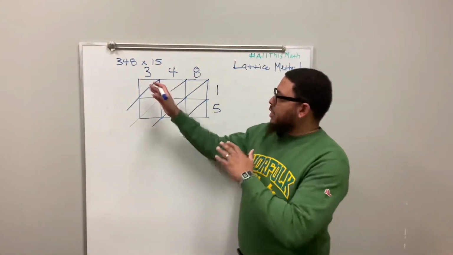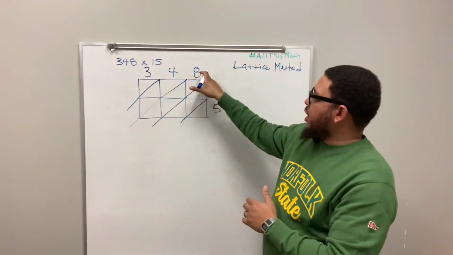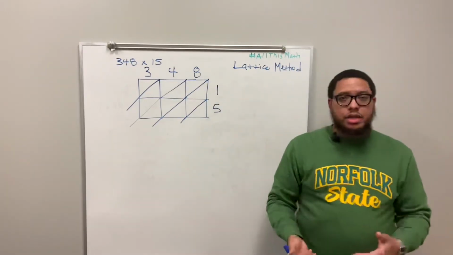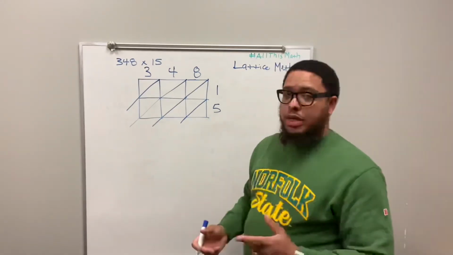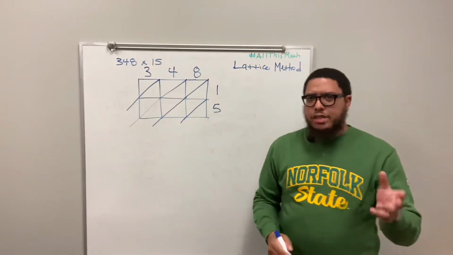It's set up like a multiplication table, meaning the 8 is right here and the 1 is right here. So I want to know what the product of 8 and 1 is. What's the answer when I do 8 times 1? 8 times 1 is 8. Now that's a single digit number.